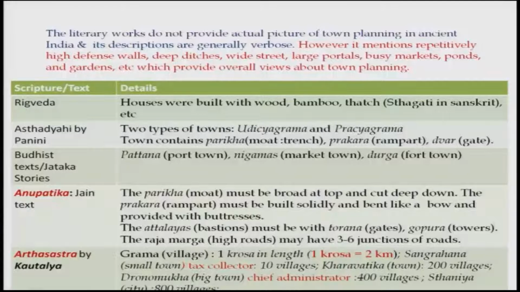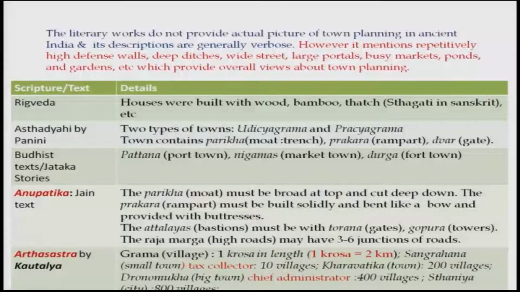And there is of course the Ashtadhyayi, a grammar book written by Panini. He has talked about two types of words for towns, Udicca Grama and Prachya Grama. Udicca means basically the north side and Prachya means the eastern side.